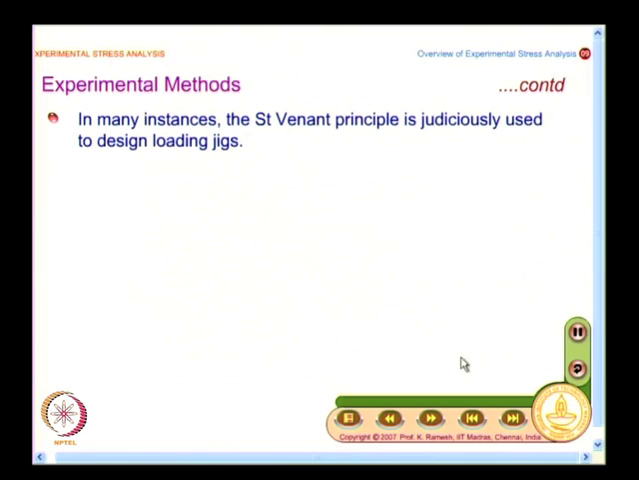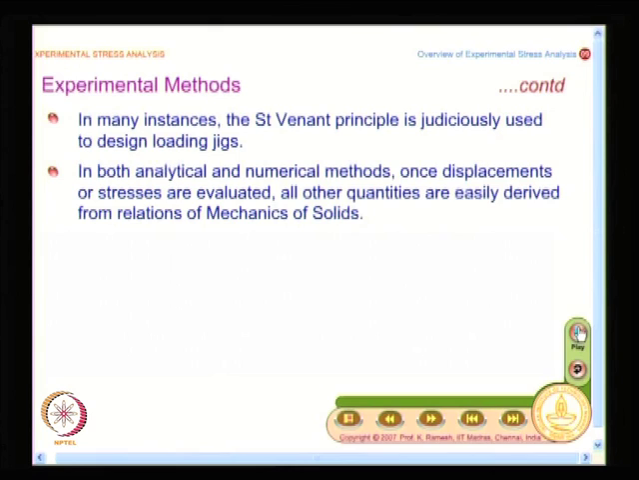So I am not really solving the problem that I have to do in actual practice, and this is where you have this famous Saint-Venant principle that is required. In many instances in designing loading jigs, you use Saint-Venant principle. What it says is, at distances away from the point of loading, the distribution is similar to what we finally want. So you will have to use Saint-Venant principle and design your loading jig appropriately so that it simulates service load condition as closely as possible.